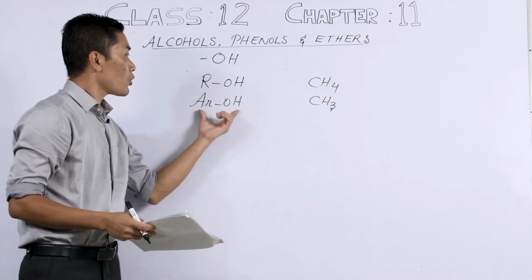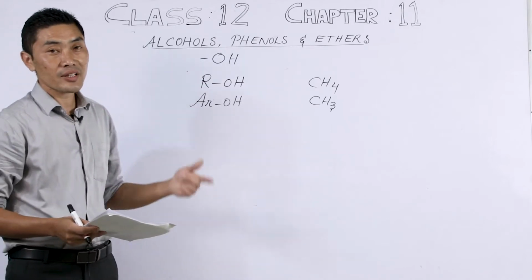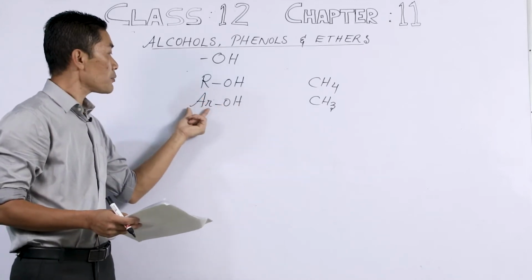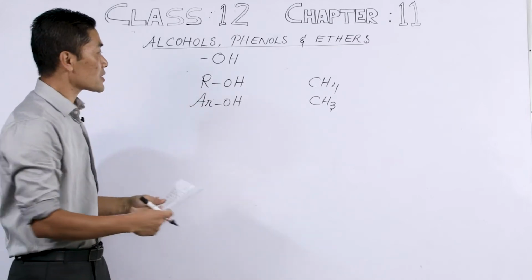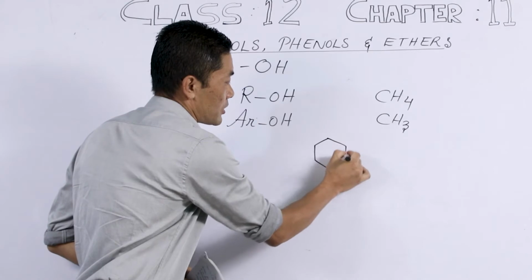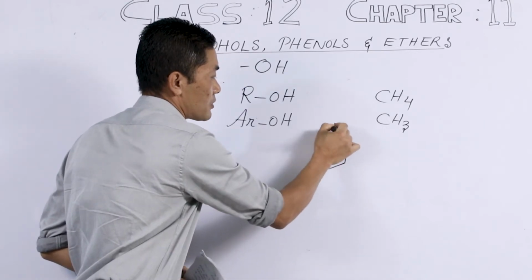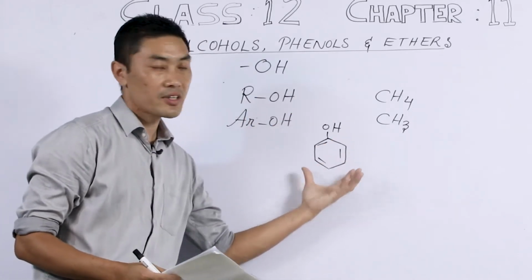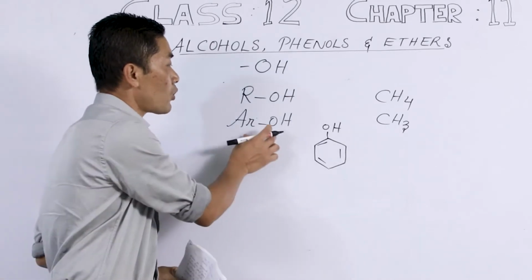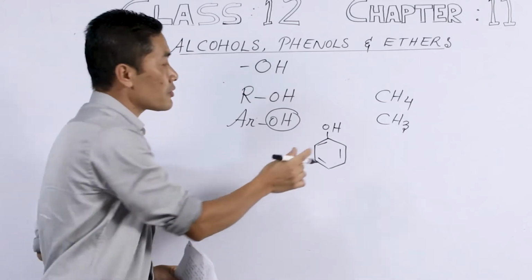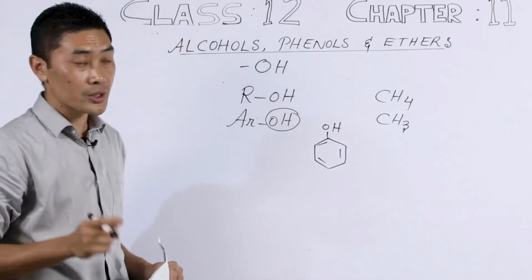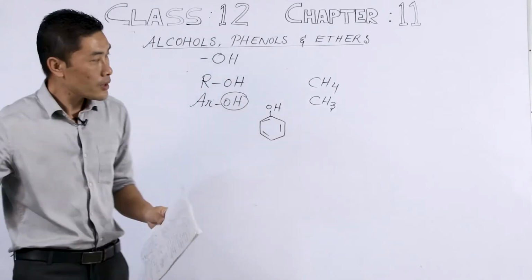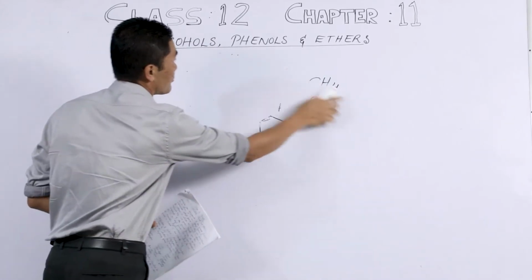So these phenols can be considered as derivatives of hydrocarbons in which the OH group, the hydroxyl group, is directly attached to the benzene ring. So the simplest phenol will be this C6H5OH, represented by this structure, and other phenols will be considered as derivatives of this phenol. So in all of these phenols, the OH group will be directly attached to the benzene ring. At least one OH group should be directly attached to the benzene ring, and it can be considered as a phenol. Now let us see how these alcohols and phenols are classified.